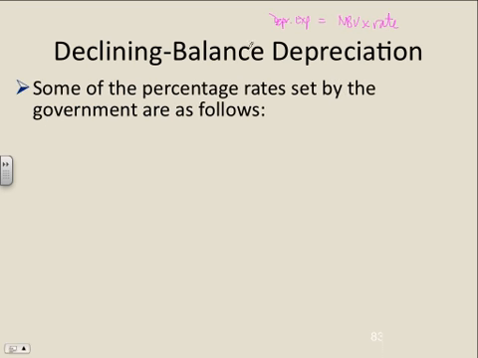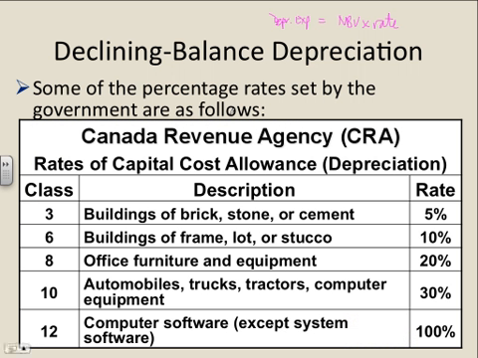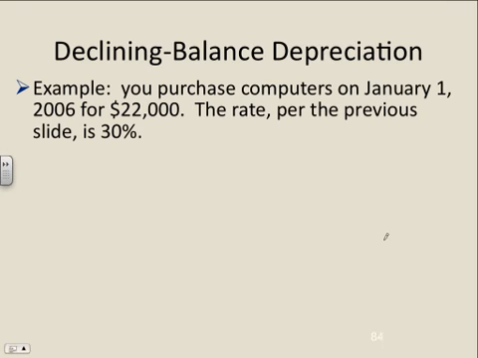That's it. Some of the percentage rates set by the government are as follows. Now, this is a CRA table, Canada Revenue Agency, and they call it capital cost allowance, which is depreciation. They have different classes of assets, but basically we're looking at the rate. This is what we need to put in our formula to calculate the depreciation expense. Okay, so let's look at some examples.